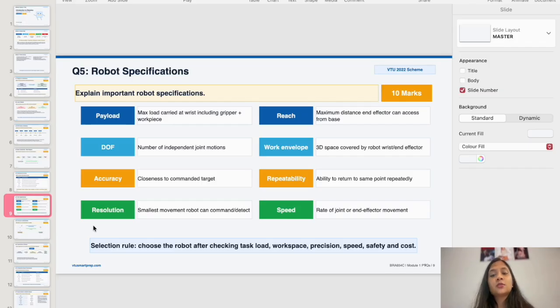So explain important robot specifications. The payload: what payload means here is the maximum load that the robot can carry at its wrist, including the gripper and the workpiece. Okay, reach means the maximum distance that the end effector can move from the base. And next we have something called degrees of freedom, which means the number of independent joint movements of the robot. And then work envelope is the 3D space within which the robot can operate.